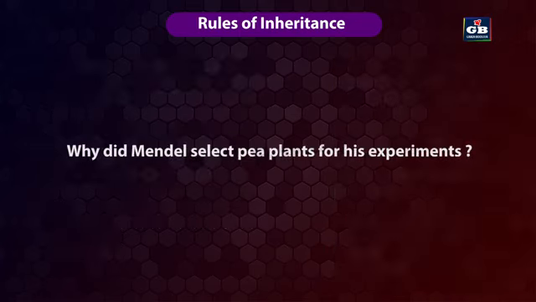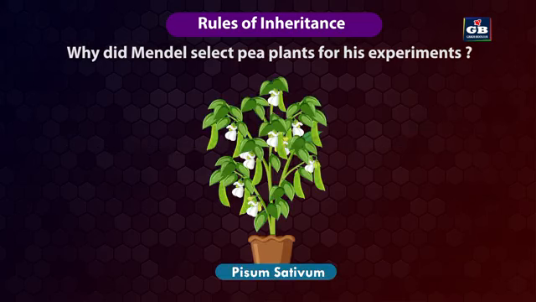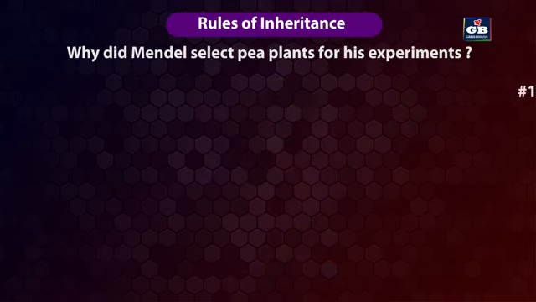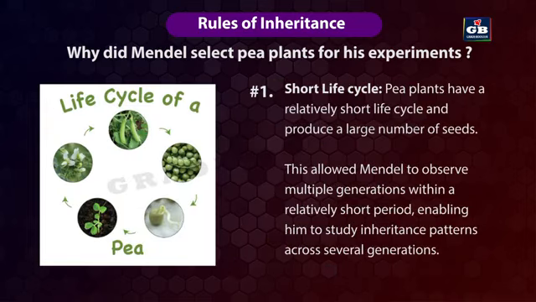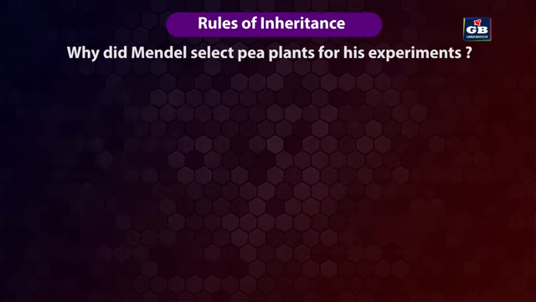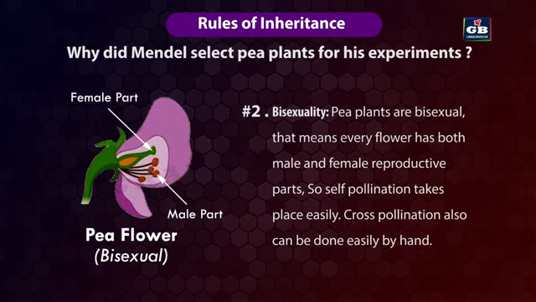Why did Mendel select pea plants for his experiment? Mendel chose pea plants, which are called Pisum sativum, for his experiments for several reasons. 1. Short life cycle. Pea plants have a relatively short life cycle and produce a large number of seeds. This allowed Mendel to observe multiple generations within a relatively short period, enabling him to study inheritance patterns across several generations.